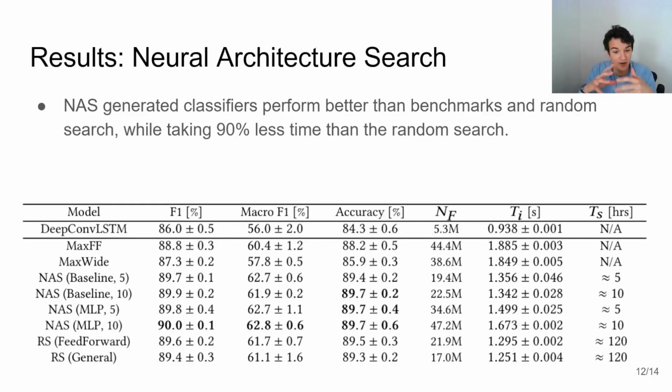We found that our NAS-generated networks achieved the best accuracy in F1 score out of all the models we tested, and the random search produced models which are almost as good but took up to 10 to 20 times longer than the NAS method with performance prediction.